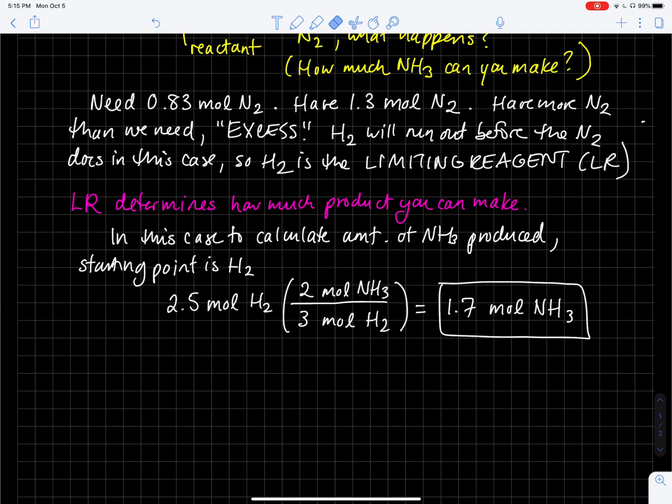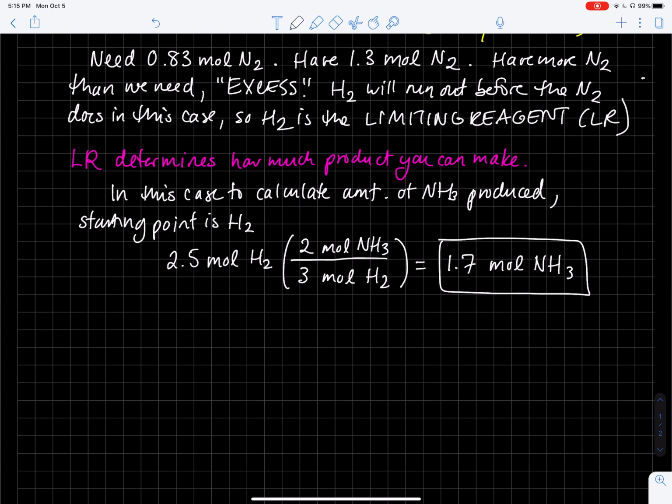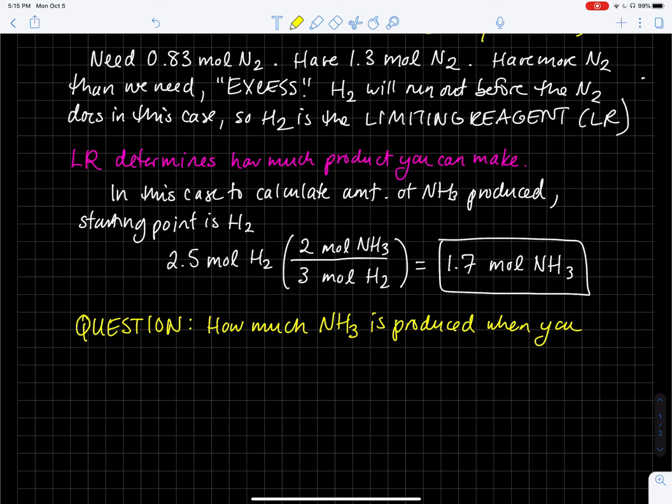Okay, so now I want you to think about this question. Same reaction, the one balanced up top. So now, question: how much ammonia is produced when you mix 6.24 mole of H2 and 1.98 mole of N2?